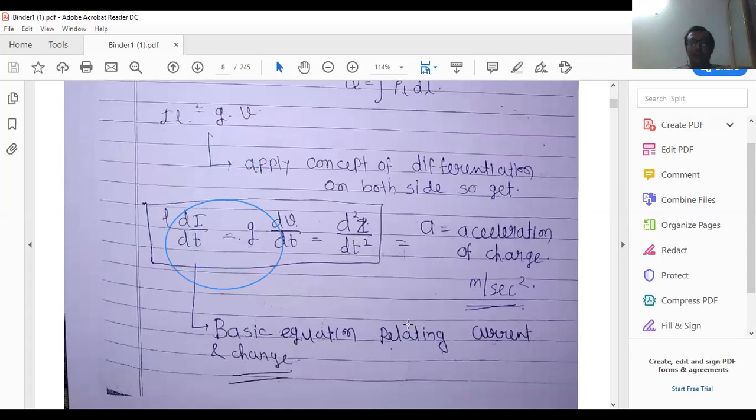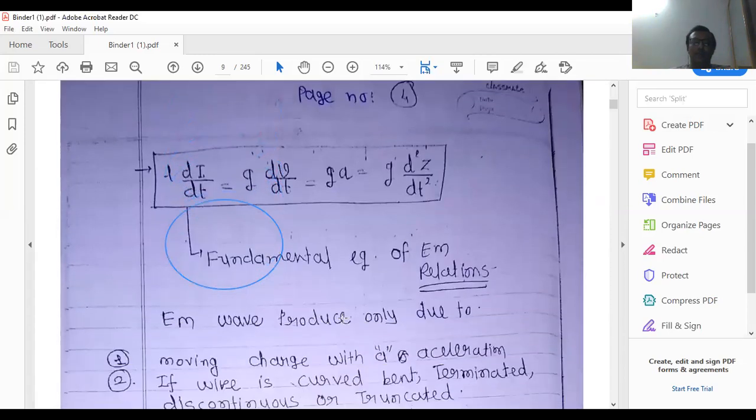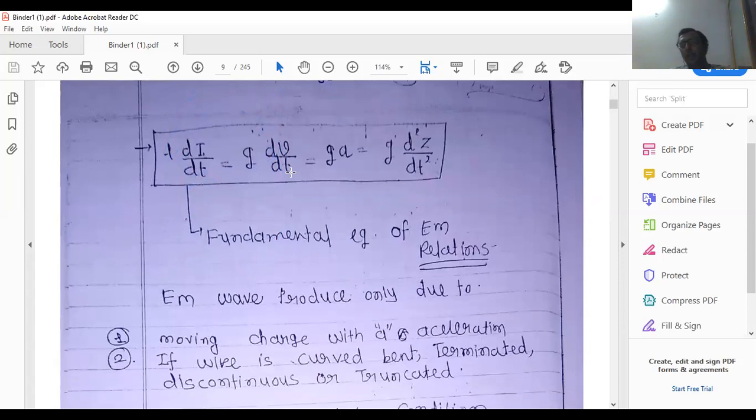What is the fundamental equation of current that can radiate the electromagnetic wave? If this equation is satisfied, then the electromagnetic wave is able to radiate from the wire. Remember that point. What is the difference between the Maxwell equation and this equation? The Maxwell equation is related to different media. If an electromagnetic wave travels from one medium to another medium, then the Maxwell equation is useful.